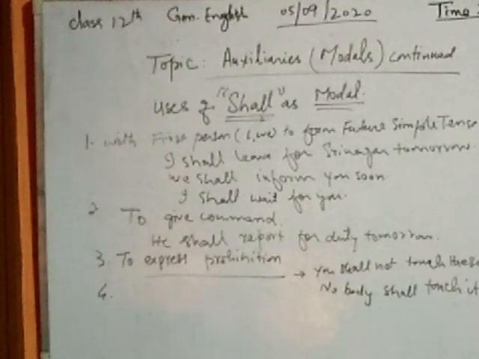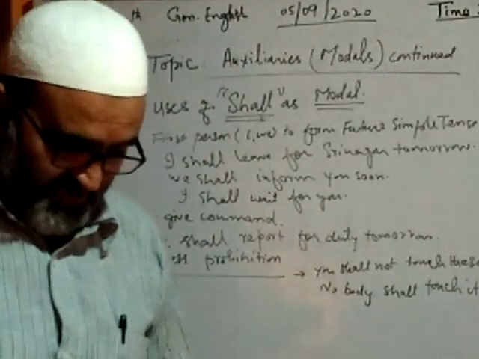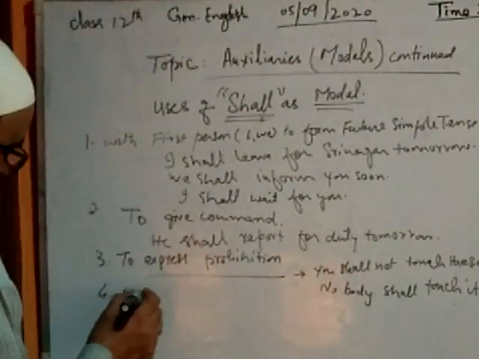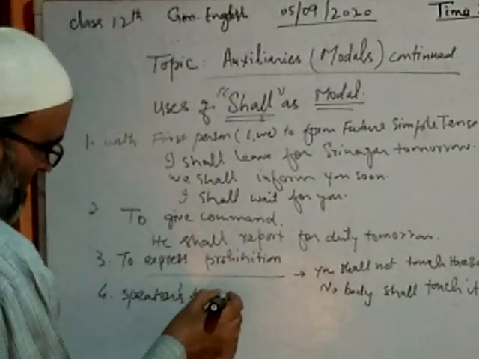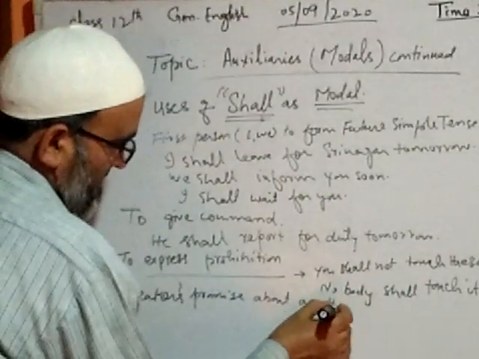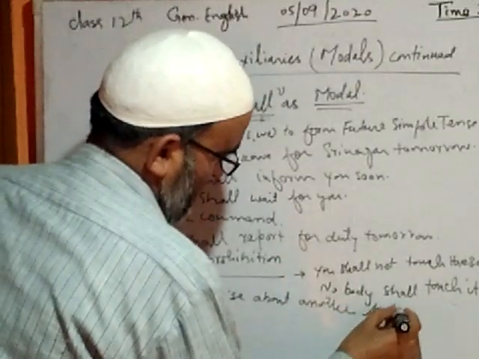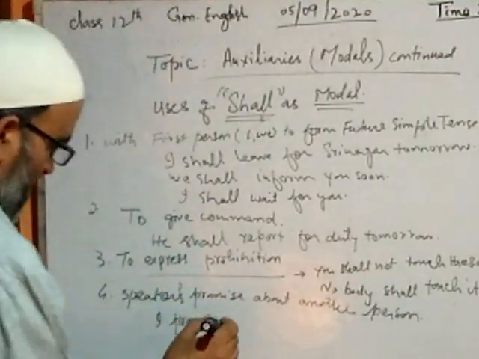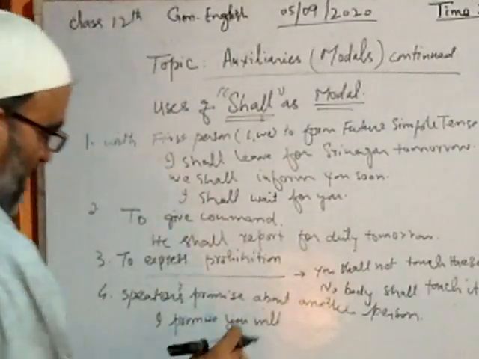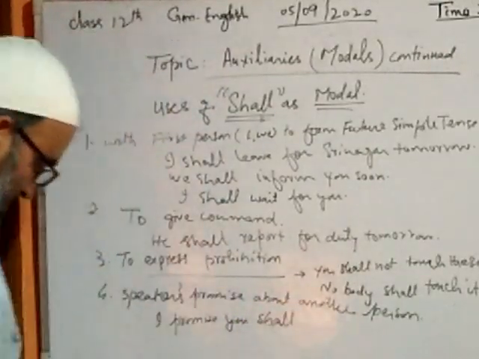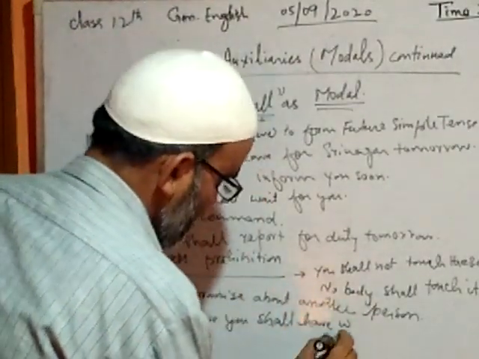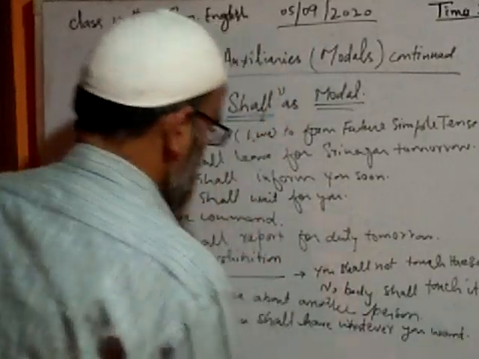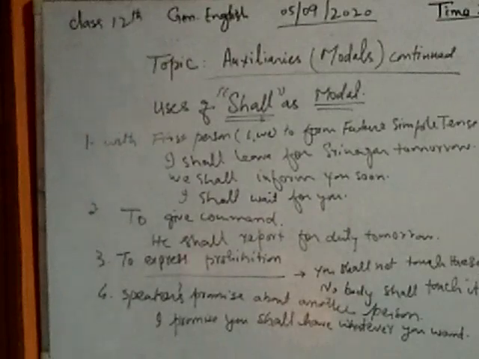Number four. Yes, dear students. Number four is ka shall ka as model, speaker's promise about another person. Yani speaker to promise deta hai lekin dusre shakhs ke mutalliq, dusre shakhs ke bare mein. Speaker's promise about another person, or another man or woman. Yes, dear students, I promise you shall have whatever you want.